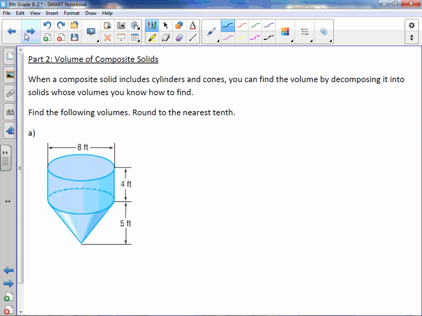When a composite solid includes cylinders and cones, you can find the volume by decomposing it into solids whose volumes you know how to find. Find the following volumes, round to the nearest tenth. So we have two shapes here. We have a cone and we have a cylinder. Let's start with the cylinder. This 8 represents a diameter, which means the radius is 4. And this 4 feet represents the height of the cylinder.